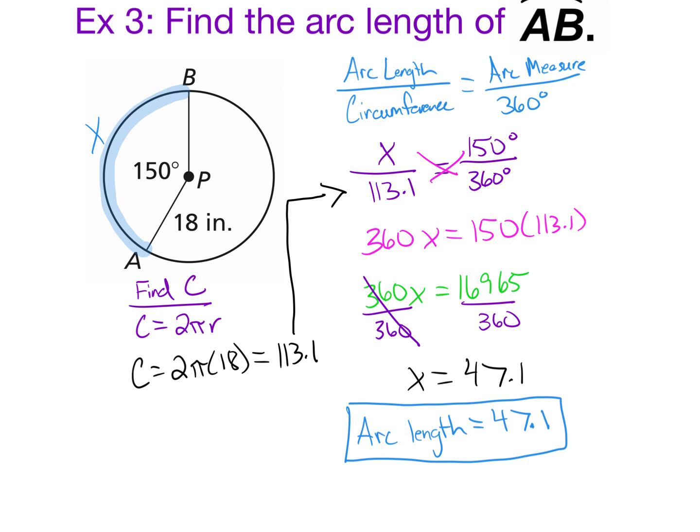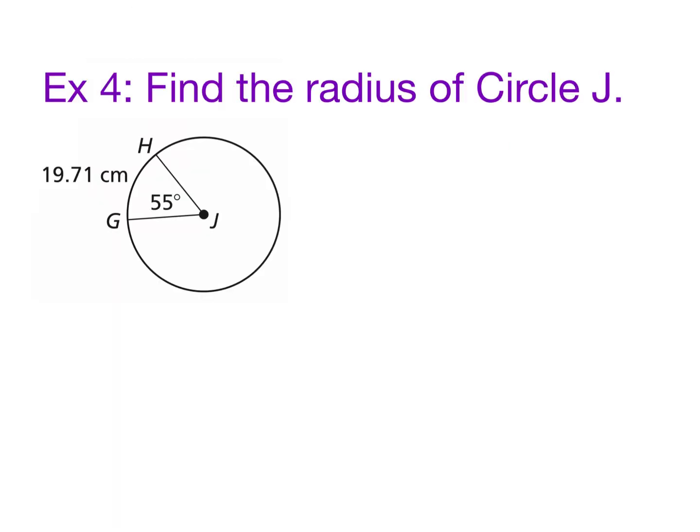Reason being is some of them, you're going to find things and it's not exactly what they're asking for, okay? So make sure you always know what that X represents. All right, this one says find the radius of circle J. So let's use our proportion. We have arc length, I'm going to shorten it a little bit, arc length over circumference, arc measure over 360.